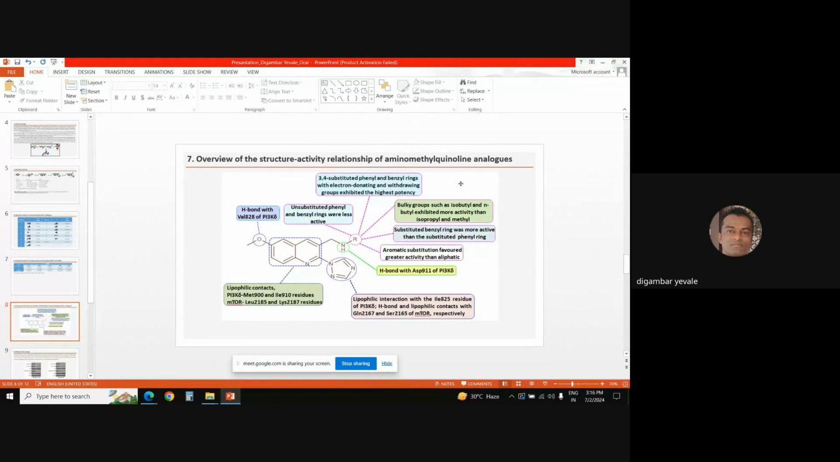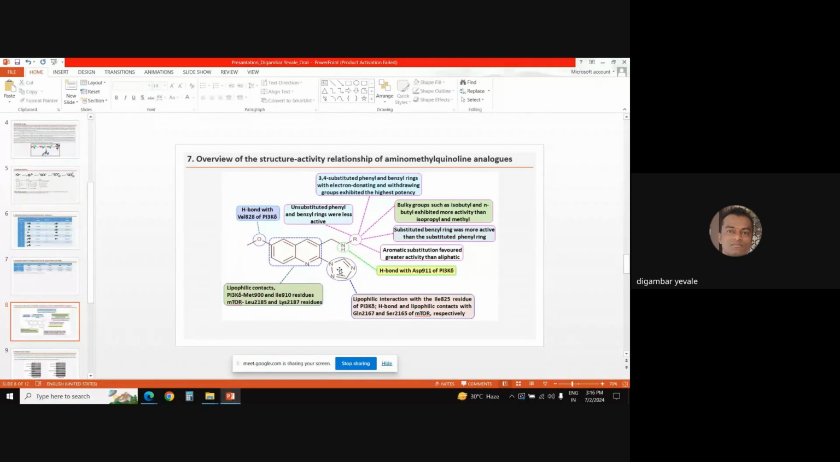So overall, I have mentioned the structure-activity relationship on this slide, because we have synthesized different aliphatic, benzylic, and anilinic analogs. This main core maintains a lipophilic contact with PI3K delta Met 900 and isoleucine 910 residues, as well as for mTOR. And this ring is useful to maintain the leucine 2185 and lysine 2187 interaction. This methoxy group is important because it shows a hydrogen bond with valine 828 in PI3K delta.